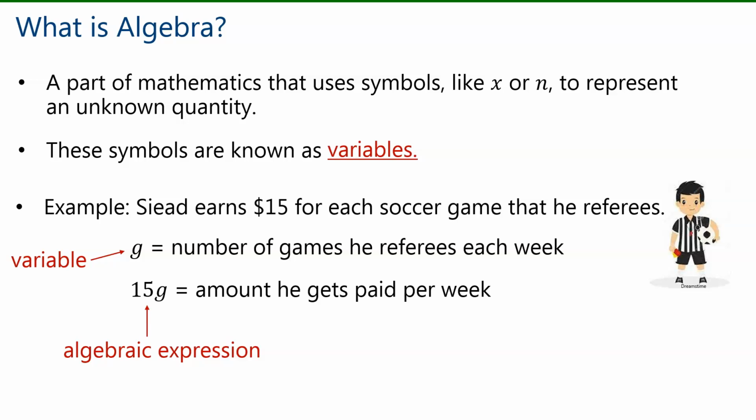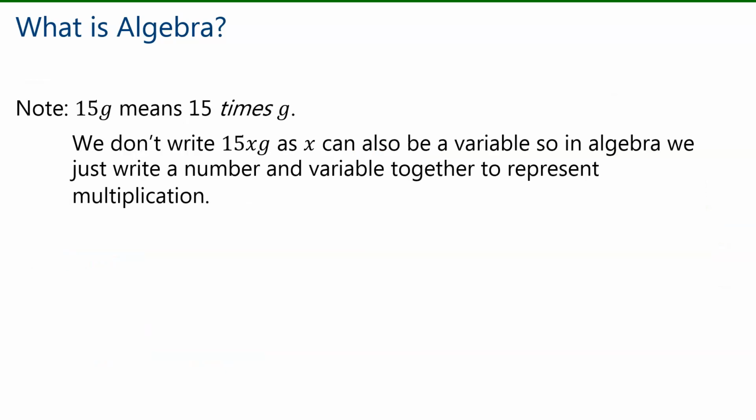So now let's talk about 15G for a moment. 15G actually means 15 times G, 15 multiplied by G. So if it's multiplication, how come there's no multiplication symbol there? Well, we often don't write 15xg because x is a variable. So in algebra it can be confused with the multiplication symbol. So we just write the number and the variable together to represent multiplication.